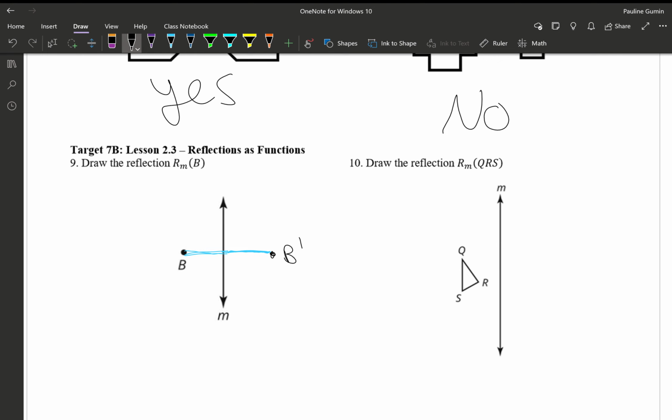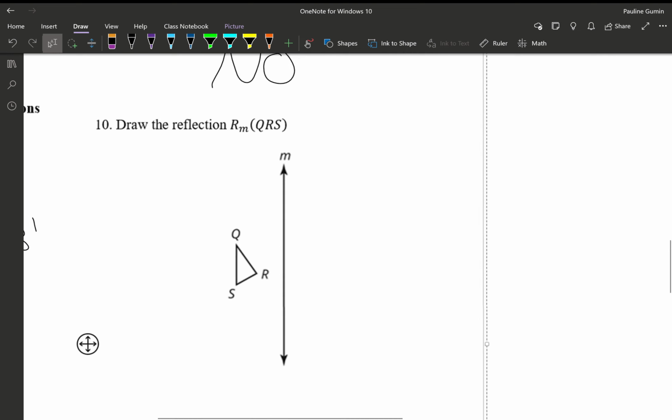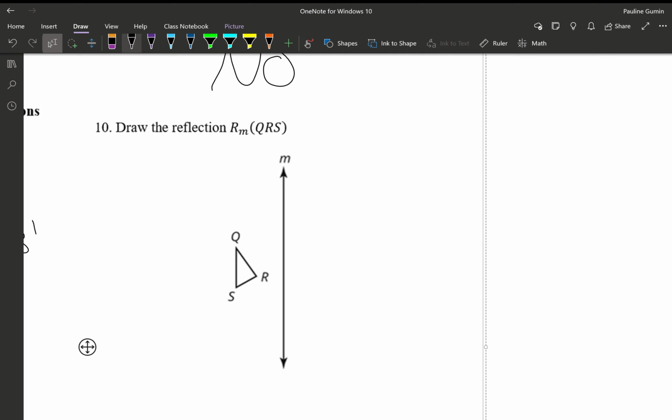That's it. Let's do the same thing with this triangle. We're going to reflect triangle QRS over the line M. Okay, so first I'm going to measure the distance between Q and the line. You use your ruler, I use magic of technology to recreate that same point Q. Now, I highly recommend you label your points as you go along. It'll make life a lot easier for you.